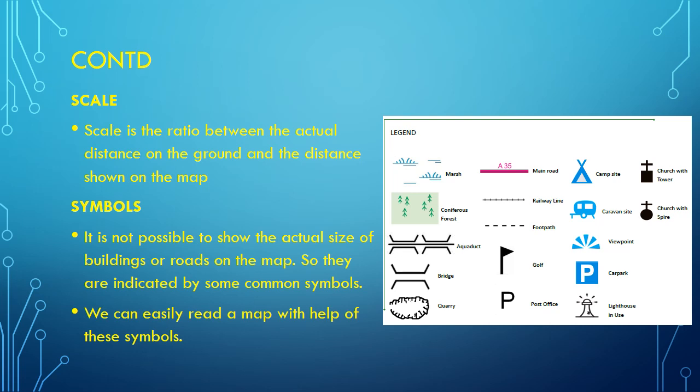Symbols. It is not possible to show the actual size of buildings or roads on a map, so they are indicated by some common symbols. We can easily read a map with the help of these symbols. Most of the symbols are common all over the world. To make it easy to understand, they are known as conventional symbols.